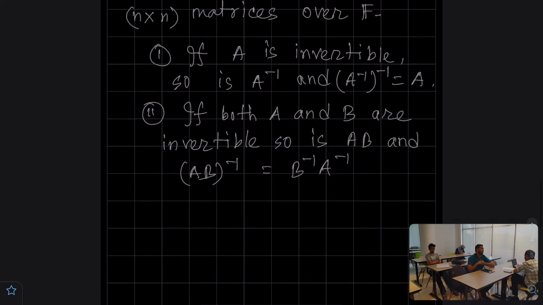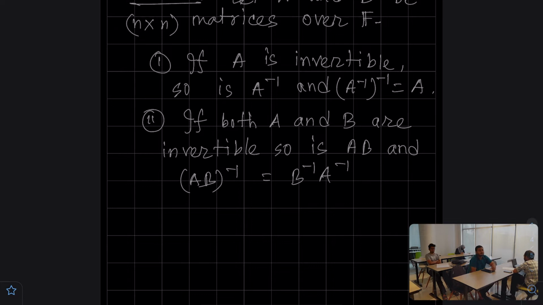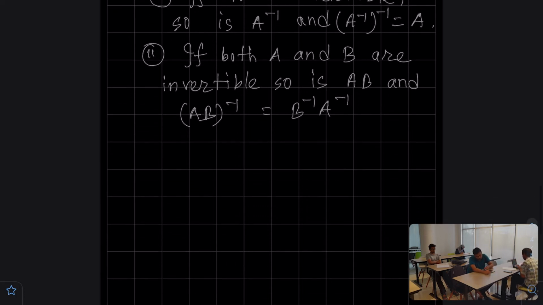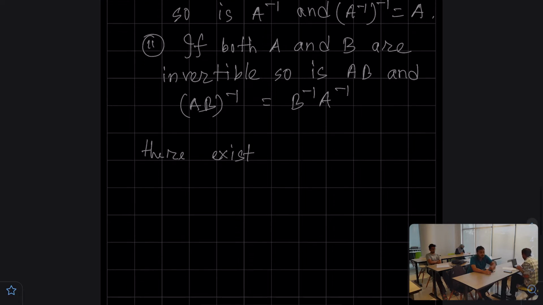So A and B are matrices of size n cross n, right? And I'm saying A is invertible. When I'm saying A is invertible, that means there is a matrix of size n cross n that is the inverse of A, because the definition says that. So I can write: there exists. I'm not going to prove all these theorems rigorously, but I will give you a sketch of the proof.